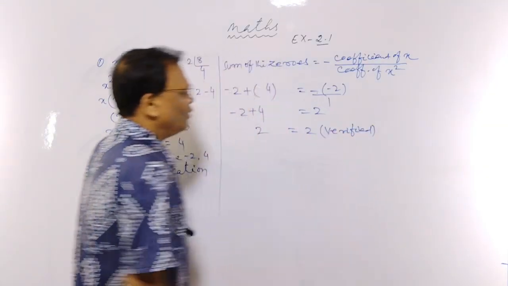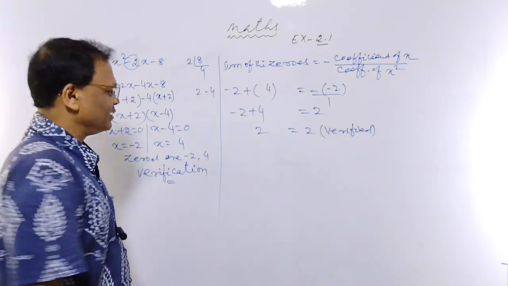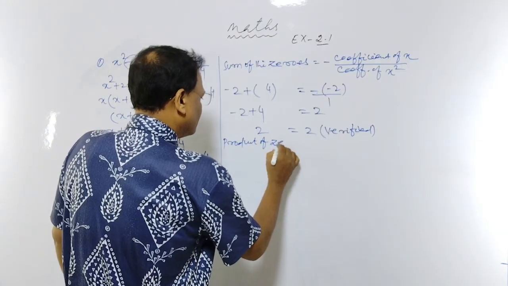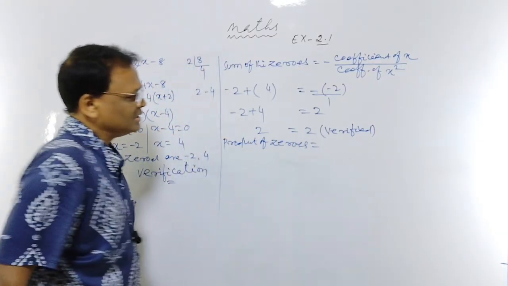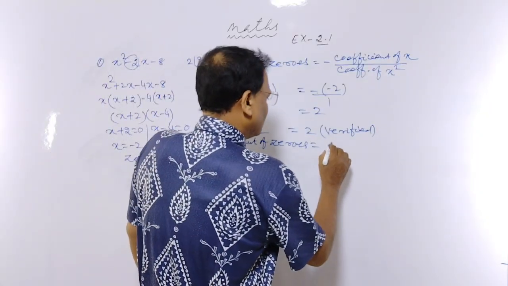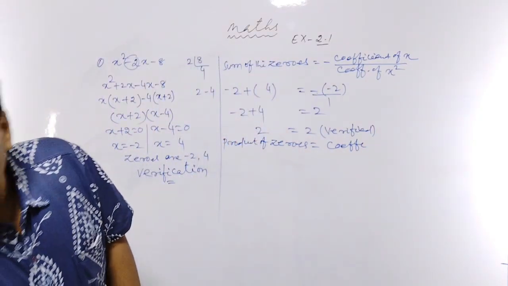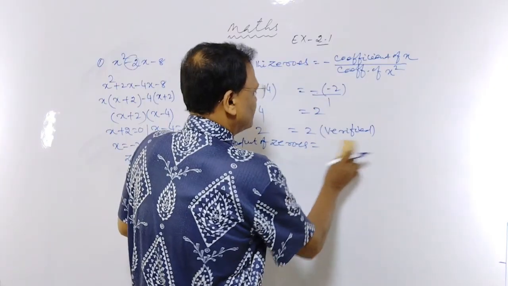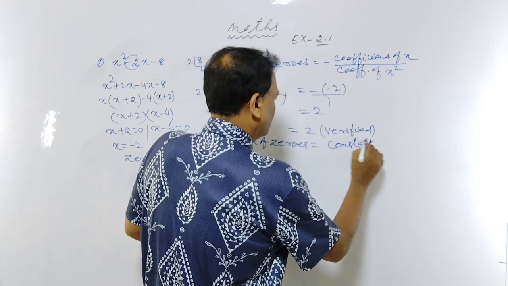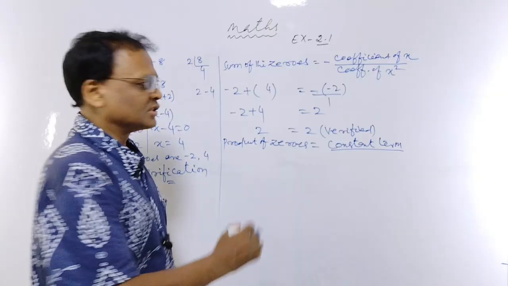One more thing I have to do. Like sum of the zeros, product of the zeros also I have to verify. Product of the zeros is equals to, in my previous video already I told you, try to remember this one. Actually, product of the zeros is equals to constant term divided by coefficient of x square.